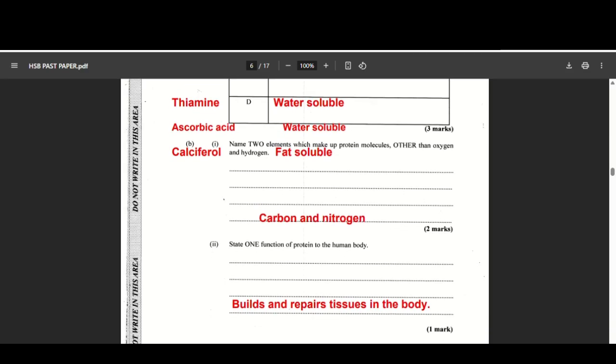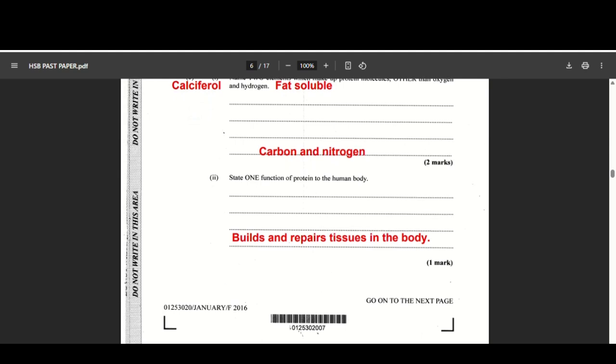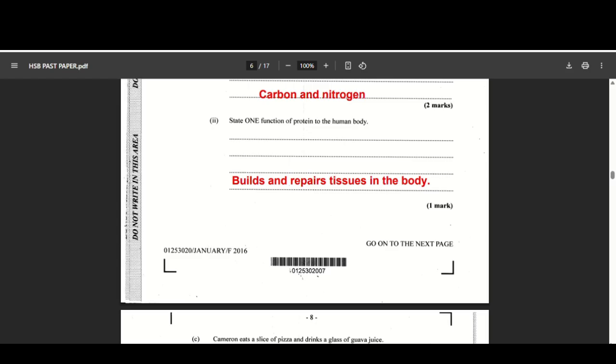Now the next question is saying state one function of protein to the human body. This is one definition that probably from primary school you should not forget. Don't ever forget the function of protein. It builds and repairs tissues in the body, right? So yeah, builds and repairs tissues in the body. That's basically what proteins do.